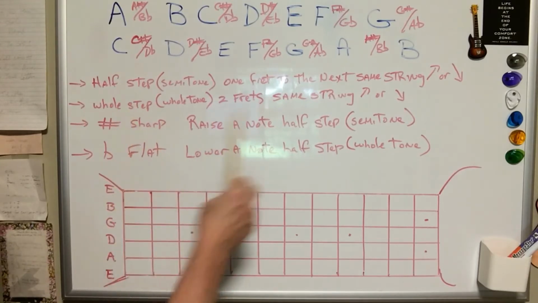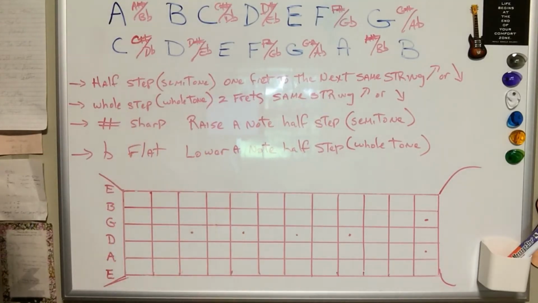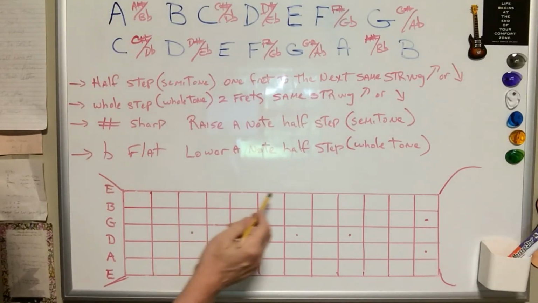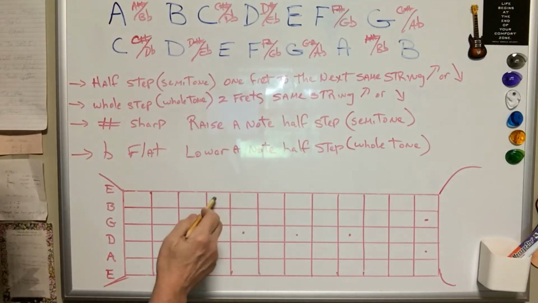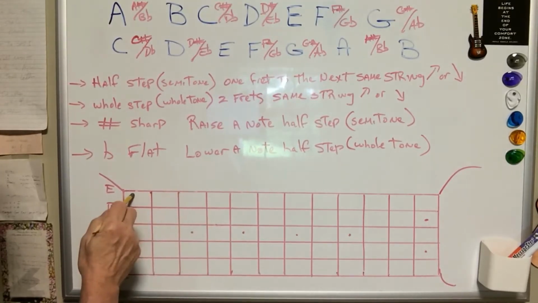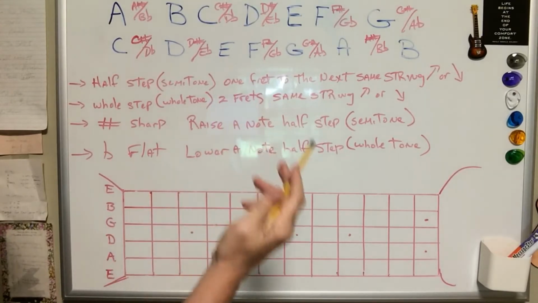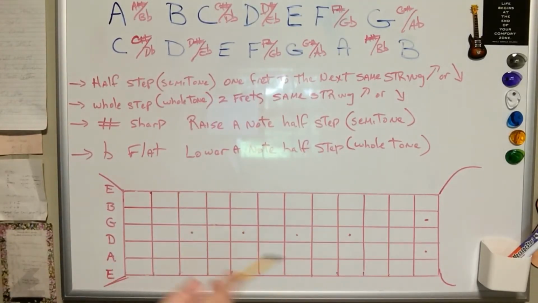Whole step is 2 frets on the same string, either up or down. Whole step or whole tone, same thing. Let's say we're here, 2 frets to there, whole step up, whole tone up. If we were here, whole tone down would be right there. So half step, 1 fret; whole step, 2 frets.